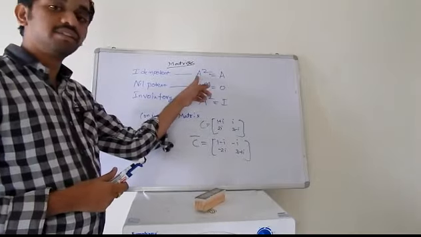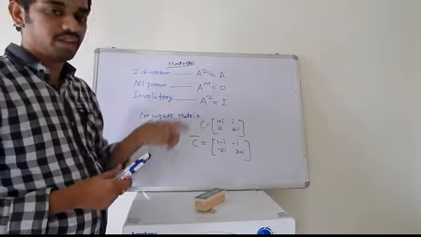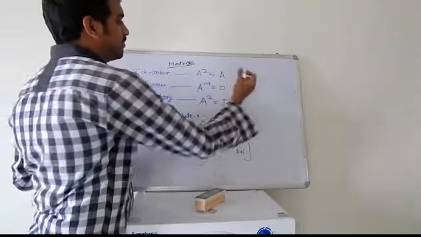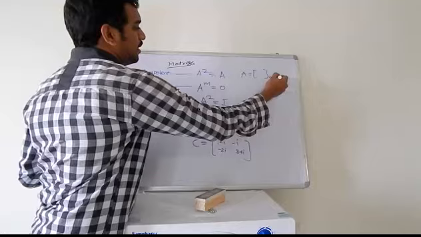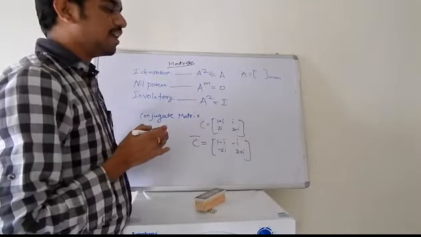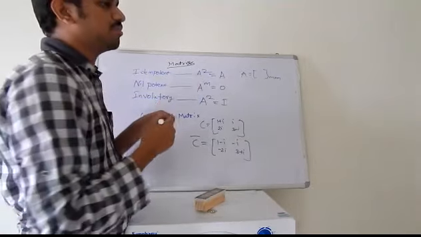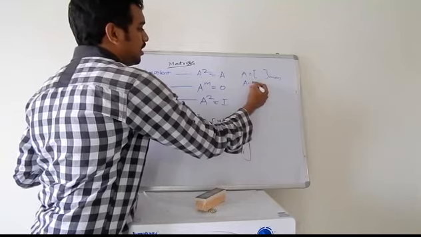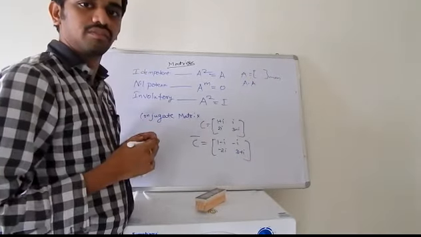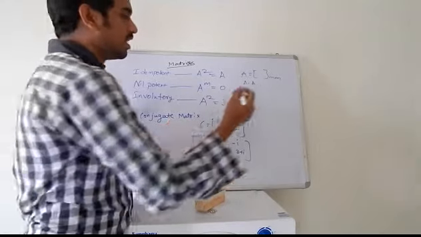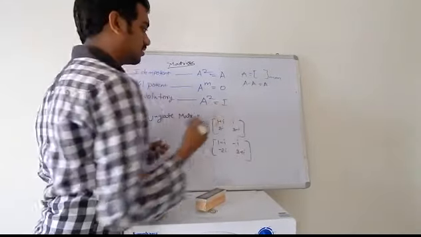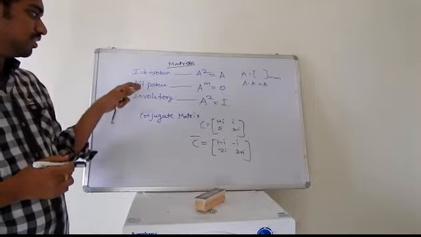Idempotent matrix is a matrix where A square is equal to A. If any matrix A of order m by n is squared, that is A multiplied by A gives A square, and if the same matrix occurs again, that is called idempotent.